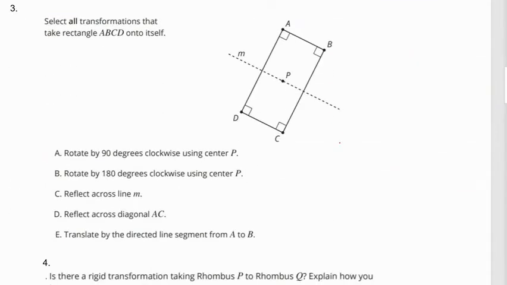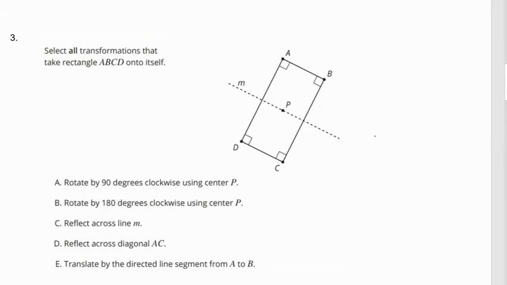All right, number 3. So select all transformations that take rectangle ABCD onto itself, right? Just like a skateboarder trying to land after they do a kickflip. Skateboard needs to map onto its original placement, otherwise somebody's going to get hurt. So let's see. Part A, rotate, so we have to figure out, again, all transformations. So I have to validate each one. Rotate 90 degrees clockwise using center P.